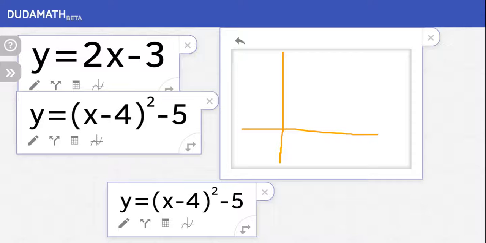Welcome to a screencast I'm going to make about the intersection of a line, y equals 2x minus 3, and a parabola, y equals (x minus 4) squared minus 5. So to begin, let's sketch this line, 2x minus 3. This is just a rough sketch.